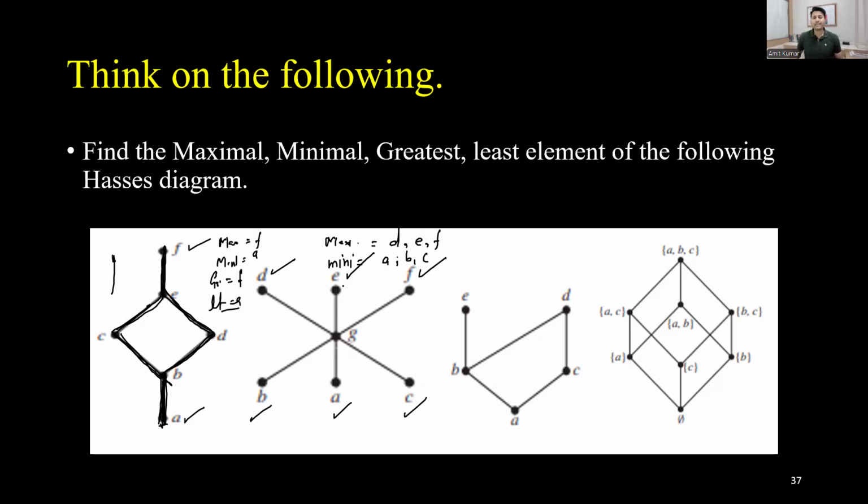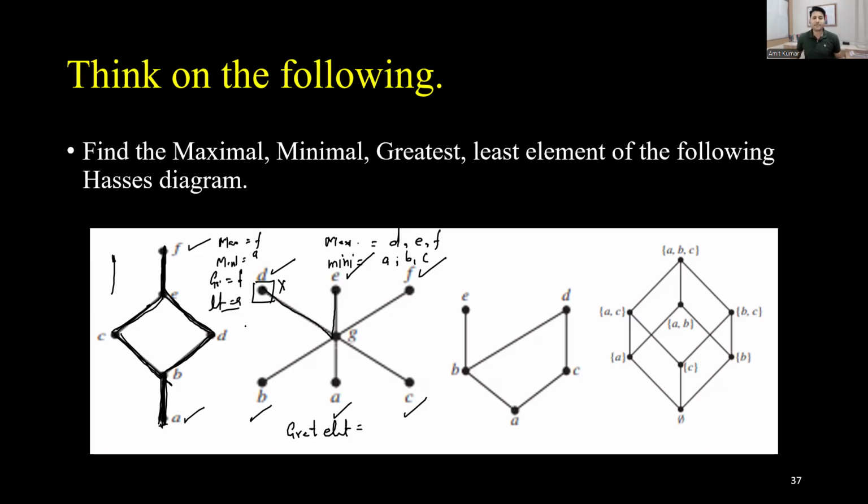Now talking about the greatest element. So what is the greatest element? It is the upper bound of every element. Can I say D is the greatest element? The answer is no, because D is not the upper bound of E. From E, we can't move to D. If I take this path, I need to switch the direction, which is not allowed. So D is not the upper bound of E.